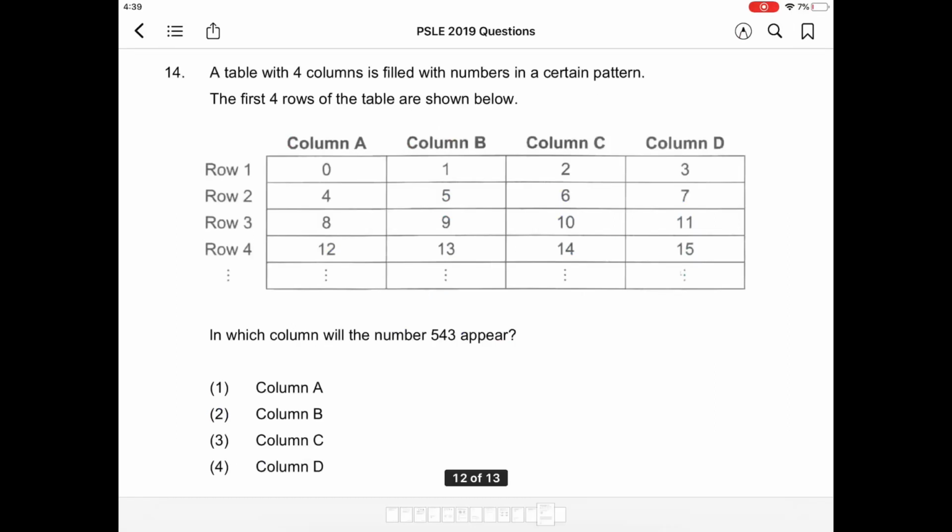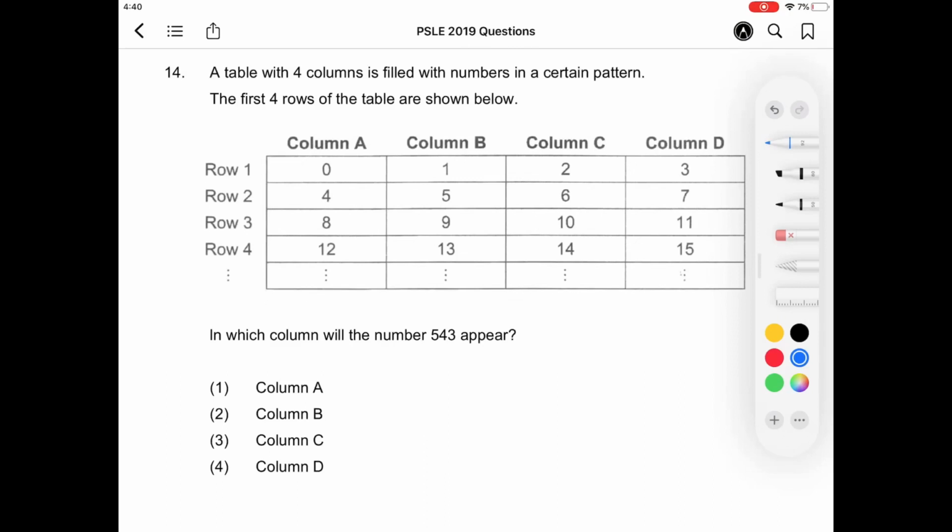Question 14. A table with 4 columns is filled with numbers in a certain pattern. The first 4 rows of the table are shown below. In which column will the number 543 appear? First thing first, because of the presence of the digit 0, we have to add one more digit to 543. So we have 544.